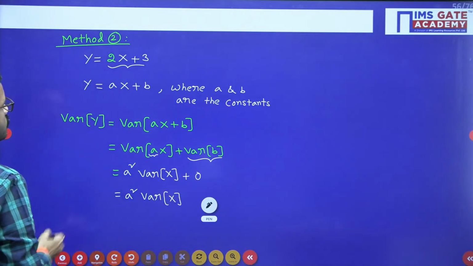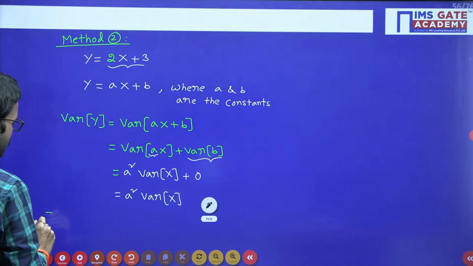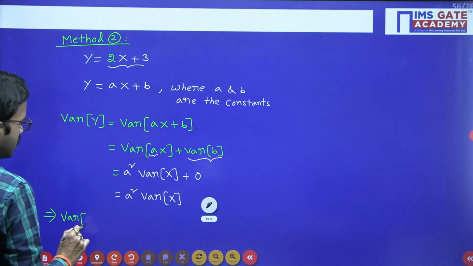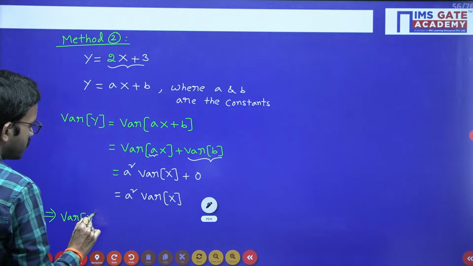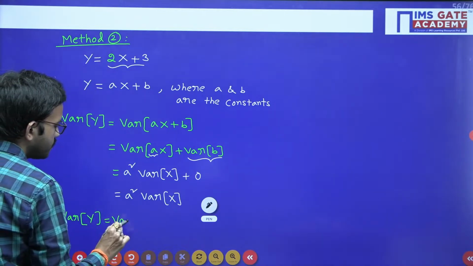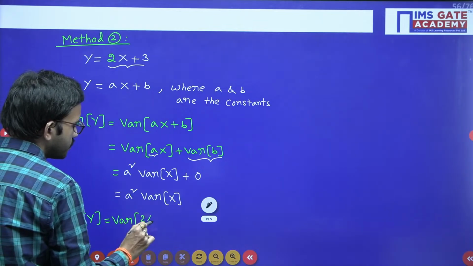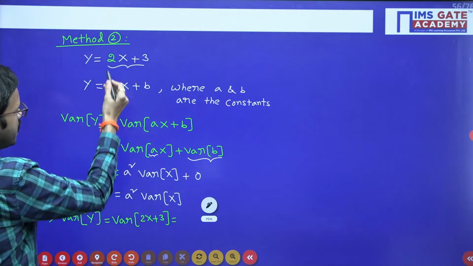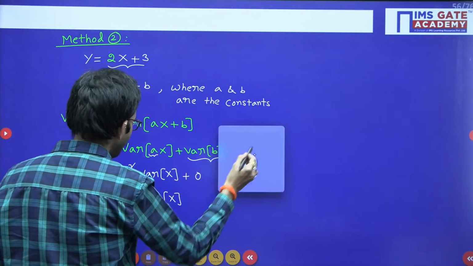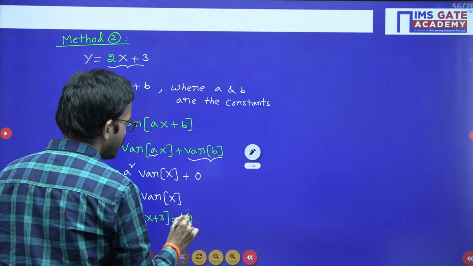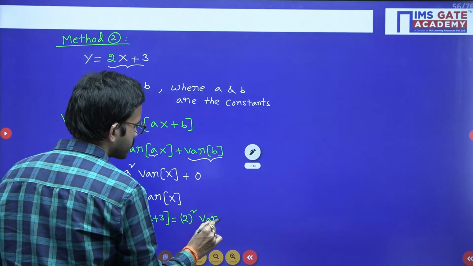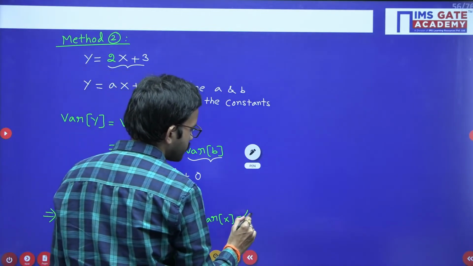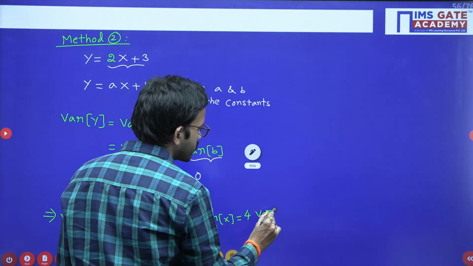So in this question you have variance of y, that is variance of 2x plus 3. According to this notation, a is nothing but 2. So that means 2 square into variance of x. 2 square is nothing but 4, so 4 times variance of x.